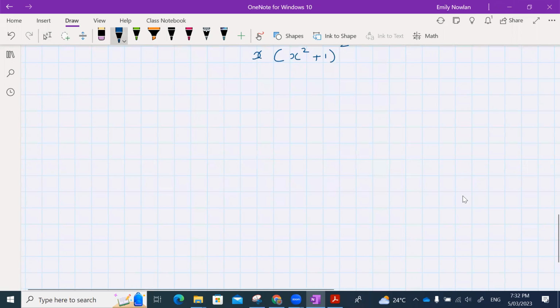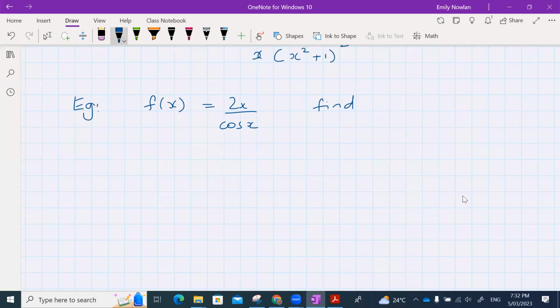Okay, what about if we have the question slightly different? Let's have a look at this example. We have a function f of x is equal to 2x over cos x, and you're asked to find f dash pi. What does that mean? Well, it still means you've got to find the derivative.